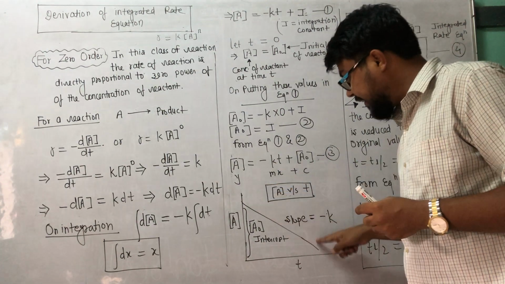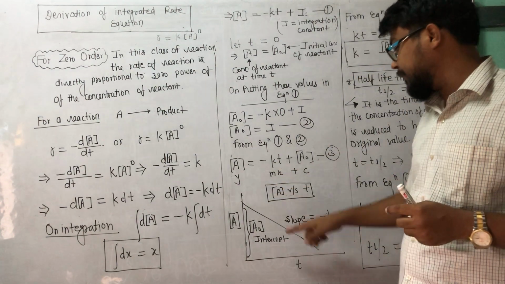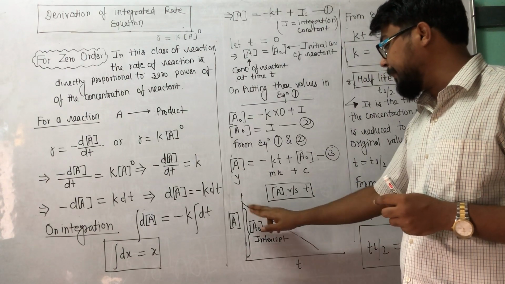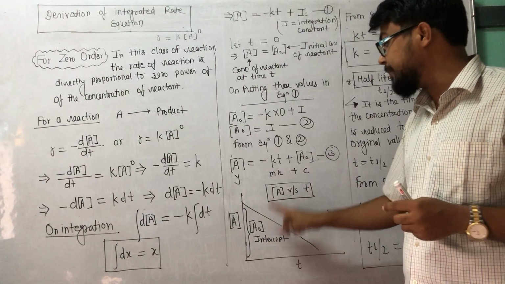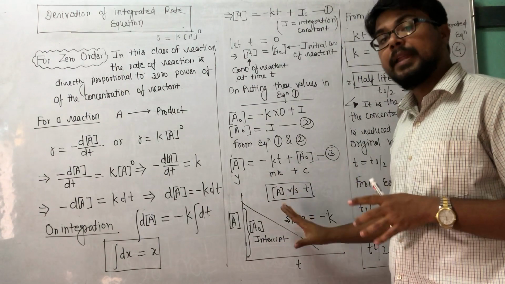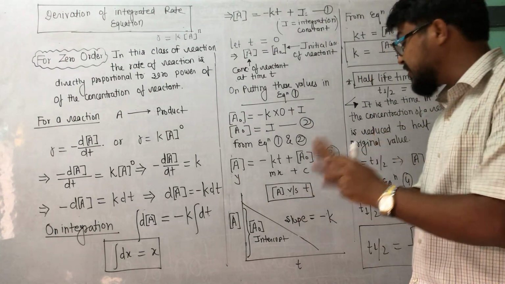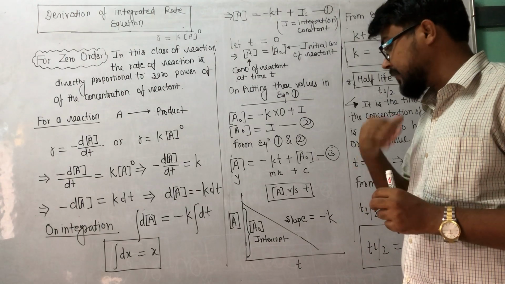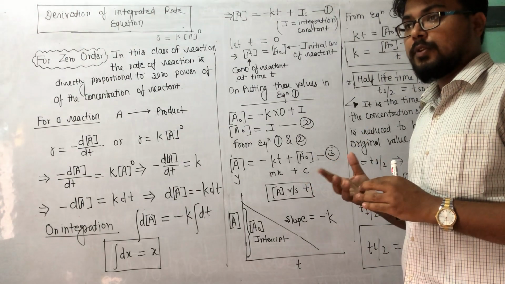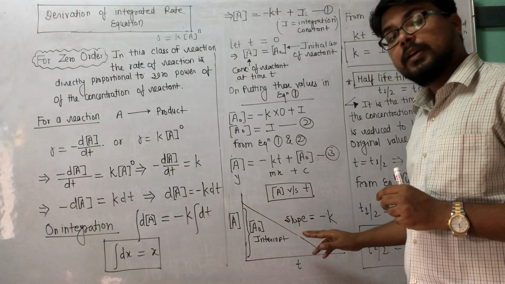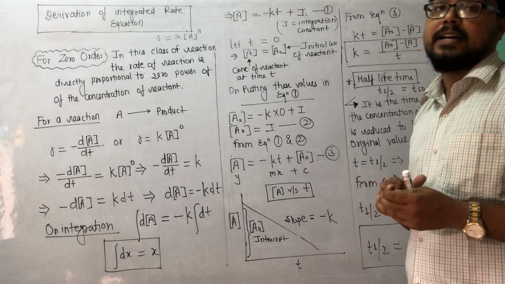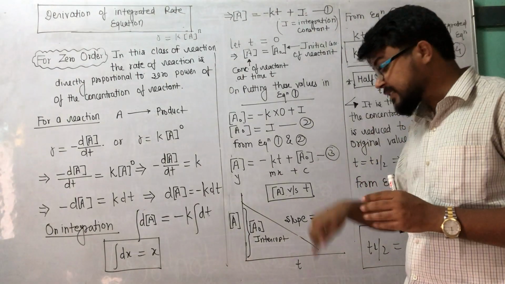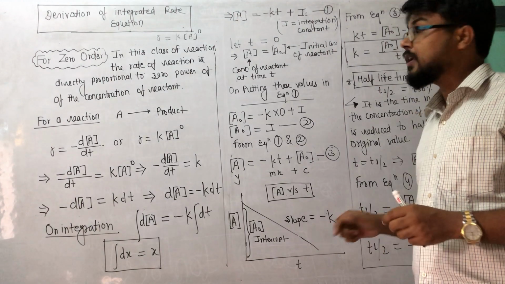So the slope will be in decreasing manner, that slope equals minus k, and the remaining part will be considered as intercept a naught. This graph is very important, and in the current session, which was the 2020 board exam, the graph for first order was asked. So maybe this time this graph can come in your exam.